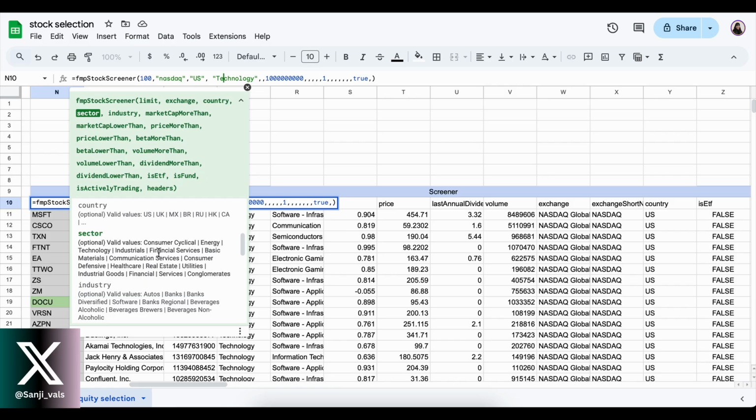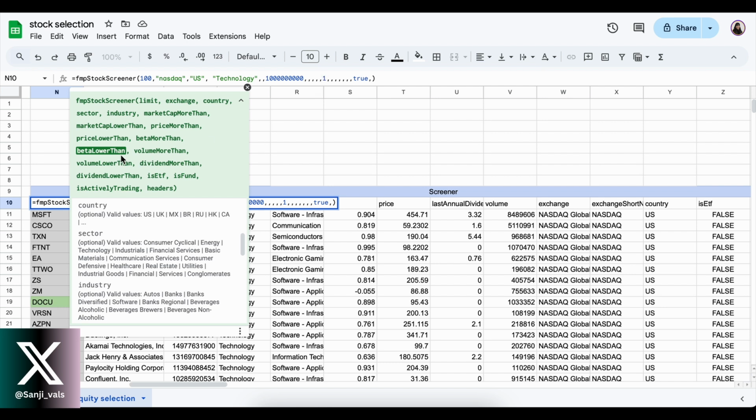And again, for hints, you can see what the available sectors are over here. Then this field, industry, I'm leaving it blank because I identified the technology sector. Then the market cap above, I'm putting more than 1 billion to filter stocks to the mid cap and larger cap. So I'm not taking smaller caps because they're usually more volatile. Then these things I am skipping. And 1 means the beta.